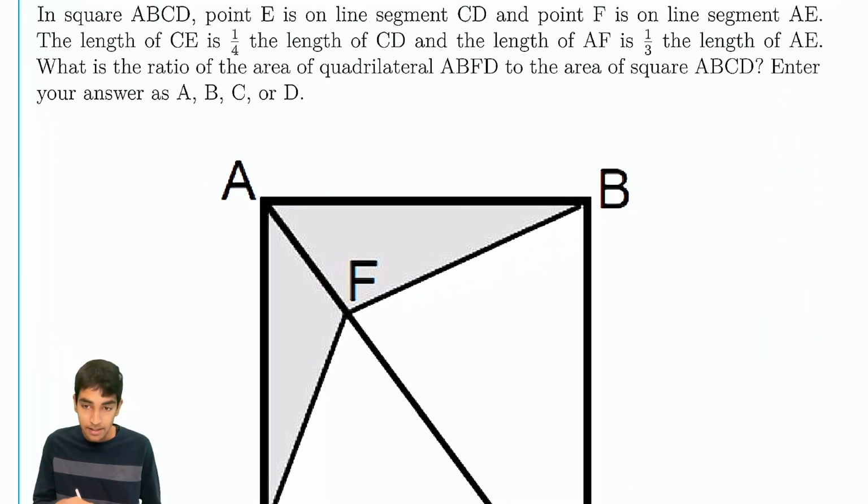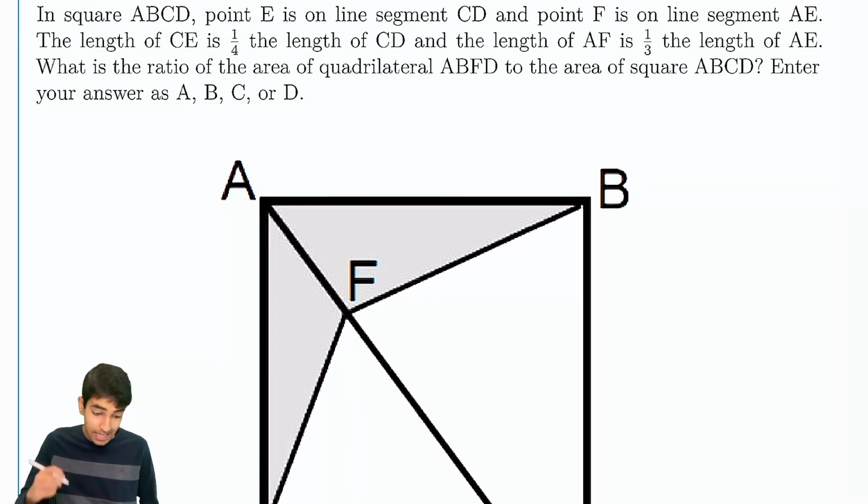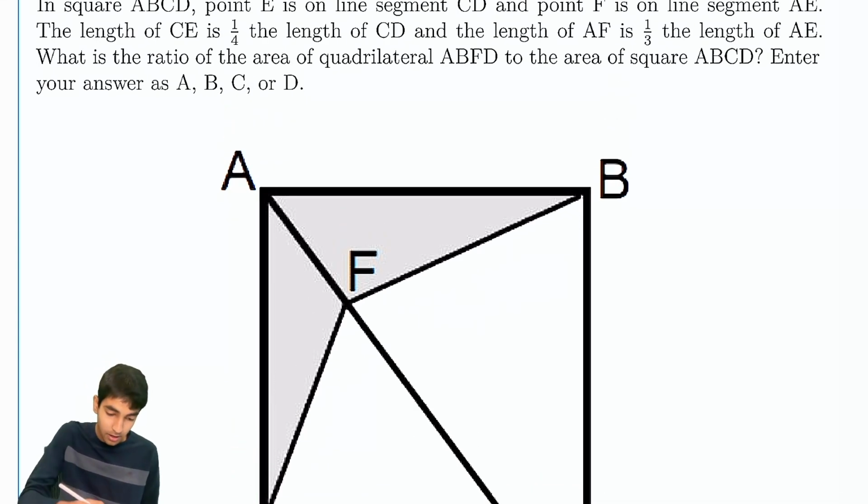In square ABCD, point E lies on segment CD, and F on AE. CE is 1/4 the length of CD, so let's just say this is X, 3X, because 1/4. AF is 1/3 the length of AE. What's the ratio of ABFD to ABCD? So AF is 1/3. So let's say this is Y and then 2Y, right?